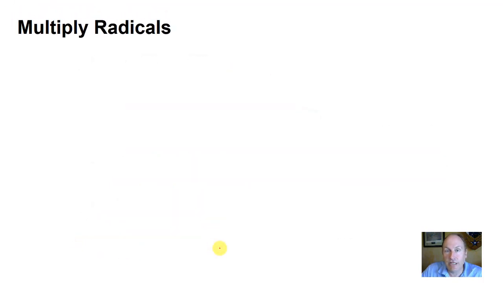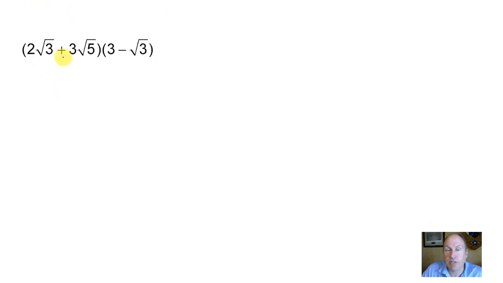So let's look at another example of multiplying radicals where we're actually going to do some distribution. We're going to use the distributive property. So we get 2 square roots of 3 plus 3 square roots of 5, all times 3 minus the square root of 3. So I'm going to go ahead and distribute the 2 square roots of 3 and then the 3 square roots of 5 to both terms.